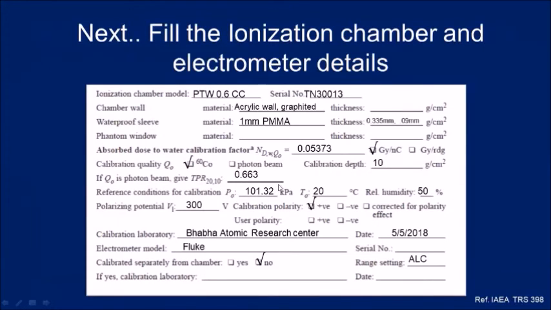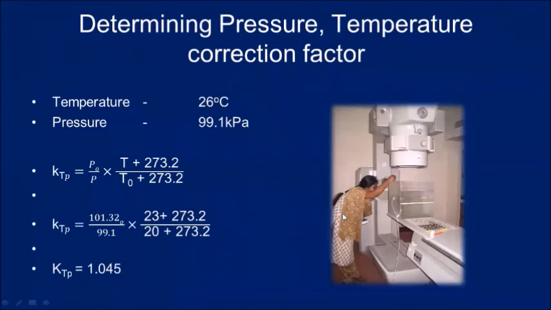Please note what was the reference temperature and pressure for the calibration certificate, and also the voltage they used, polarizing voltage, and the polarity. And you need to mention what electrometer was used, and whether the electrometer was calibrated separately or with the ion chamber. We always calibrate with the ion chamber, so don't worry about it. And also note the range setting in your electrometer. You have to use the same range setting.